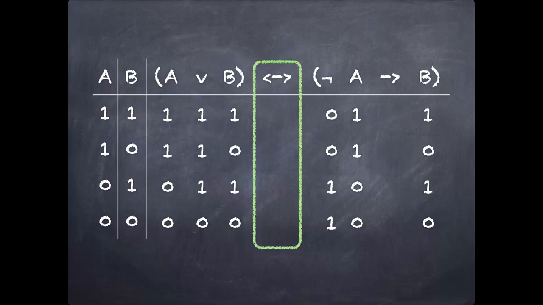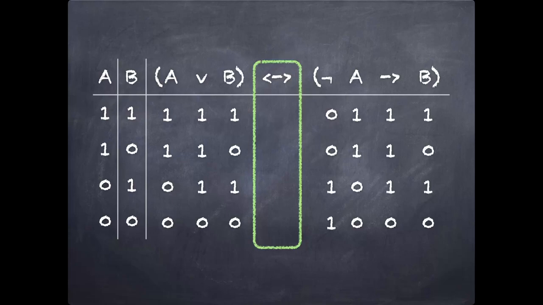And then we have the conditional, right? And again, the conditional is true whenever the antecedent, that's not A in this case, is false. So the conditional is true in both of these first two rows. It's also true in this third row because the antecedent, not A, is true, and the consequent, B, is also true. But it is false in this last row where not A is true, but B is false.